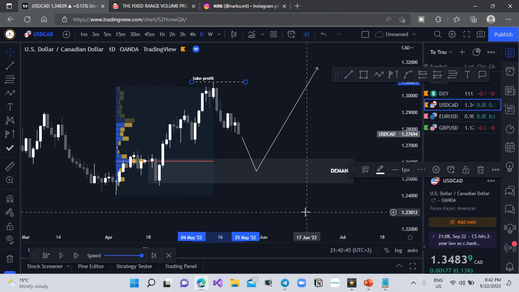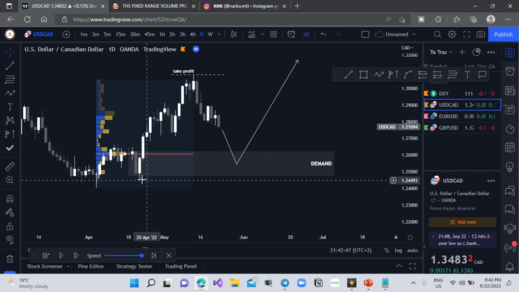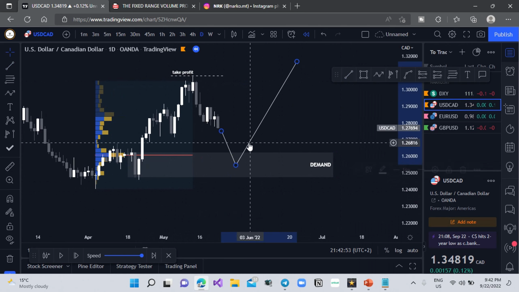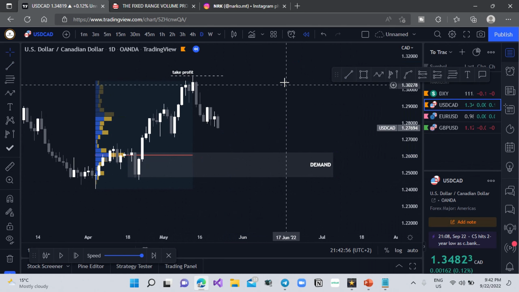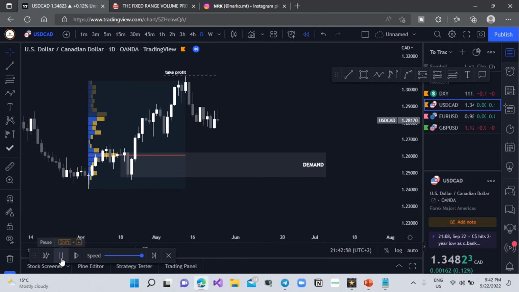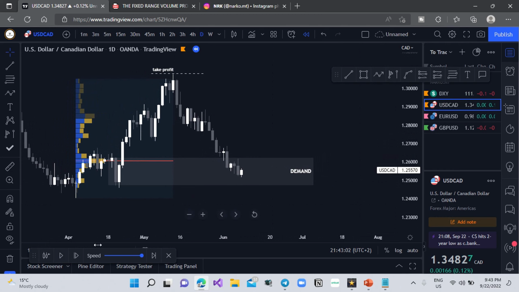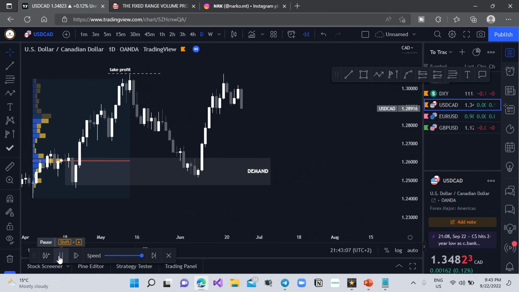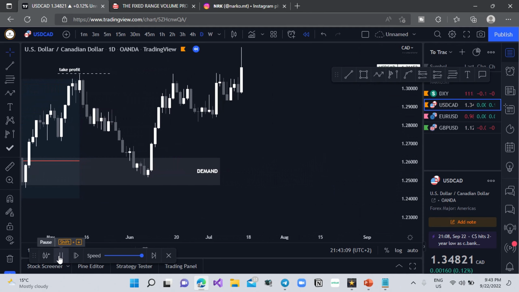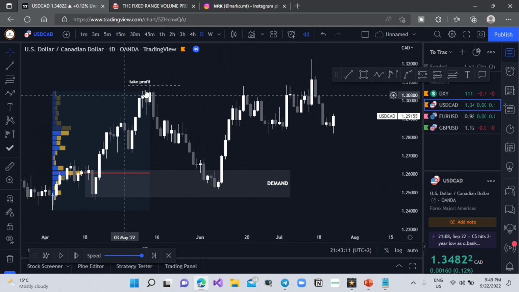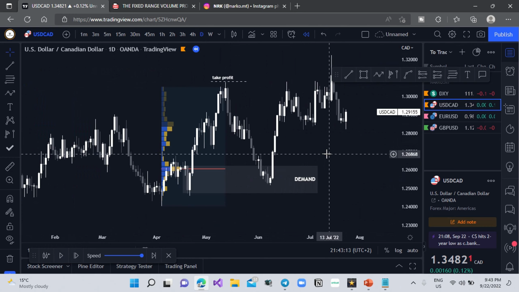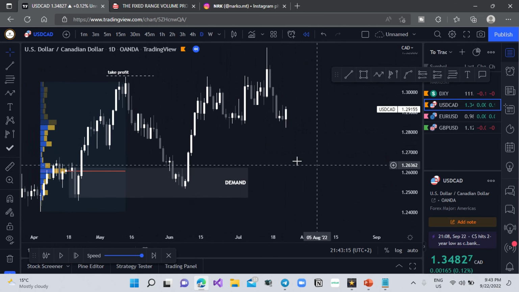Take profits, and our stop losses will be just below our demand level right here. Okay, so now let's play the market and see what it gives us. As you can see, the market has tapped into our demand level and has pushed to the upside, violating our take profit. Okay, so let's move to another example.